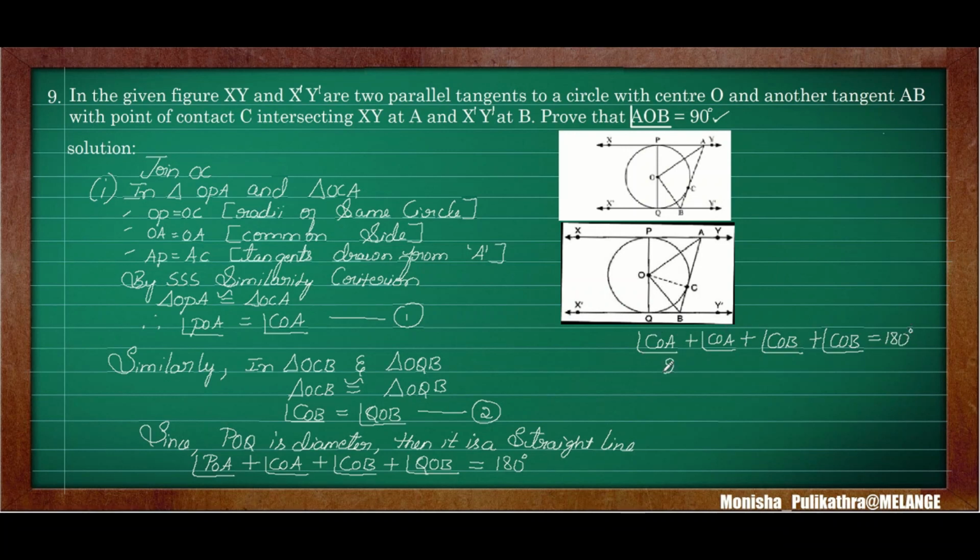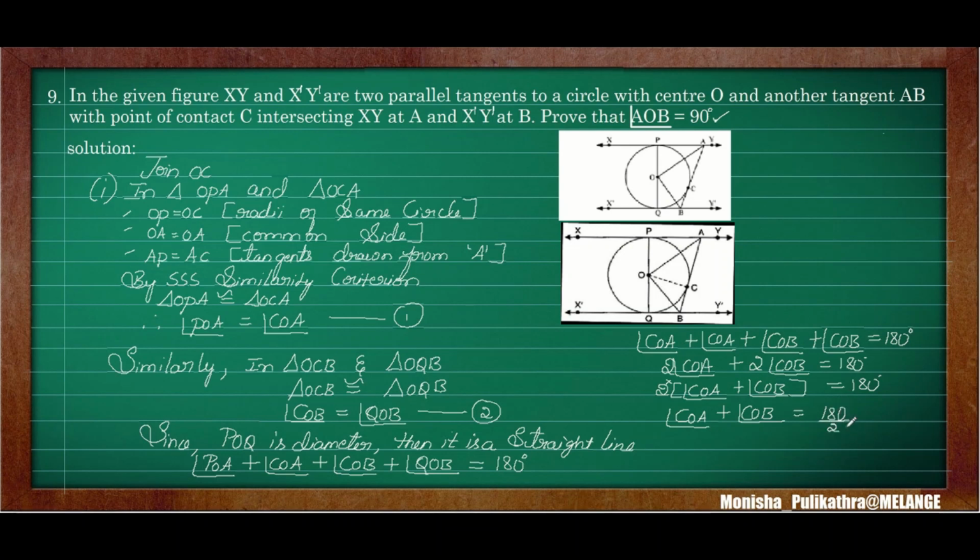Here COA plus COA is 2 COA, plus 2 COB, equal to 180 degrees. Here take 2 as common. So it will become 2 times angle COA plus angle COB, is equal to 180 degrees. So here what happens? This 2, we will shift to the right hand side. Then it will become divided by, because here it is 2 into. So when the multiplication sign is shifted to the other side, then it will become divided by.